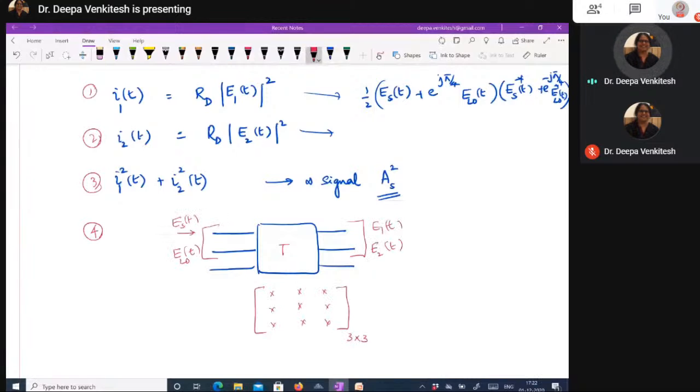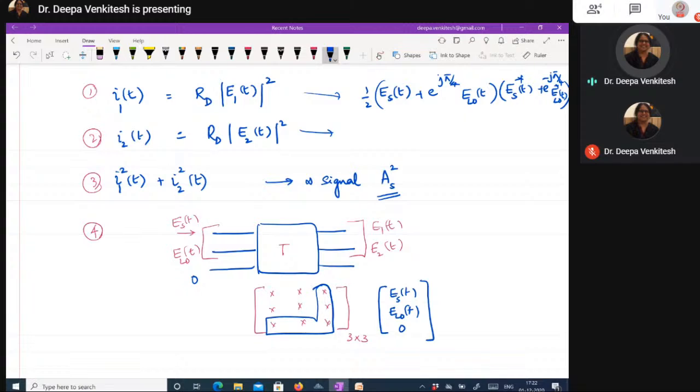These elements, which are the outer elements, will not contribute because you are neither giving an input nor taking an output from them. You are giving an input only ES of t and ELO of t, and there is no input here. So irrespective of the elements of this matrix, it's not going to matter. It's only this square part that is going to matter.